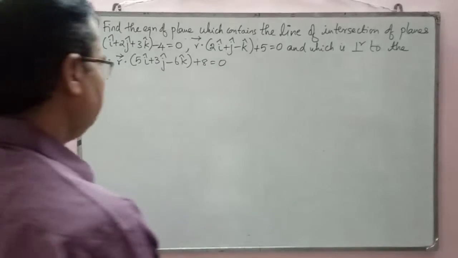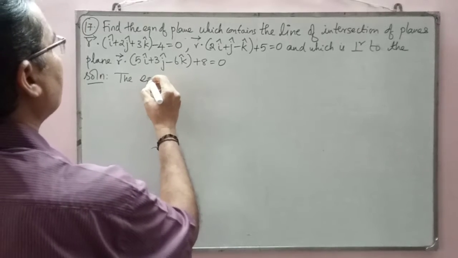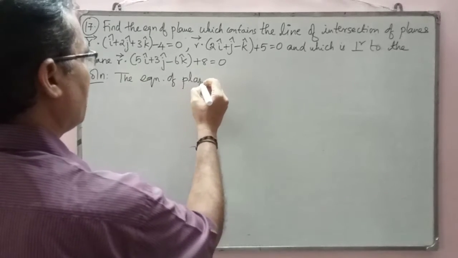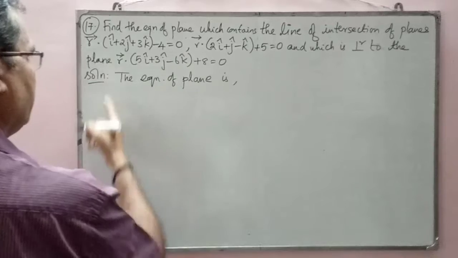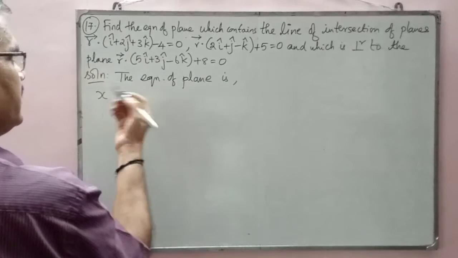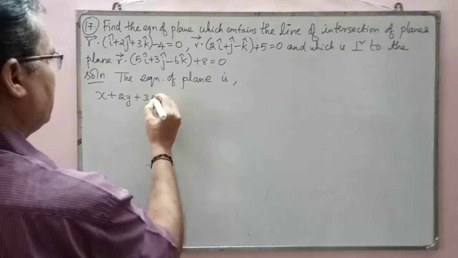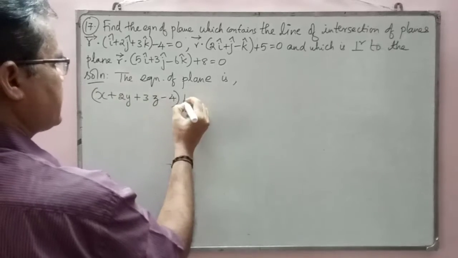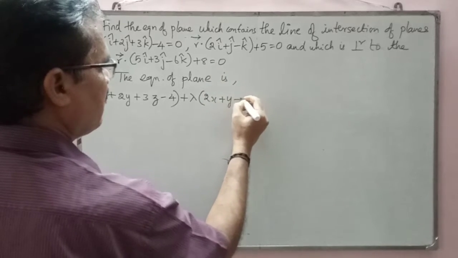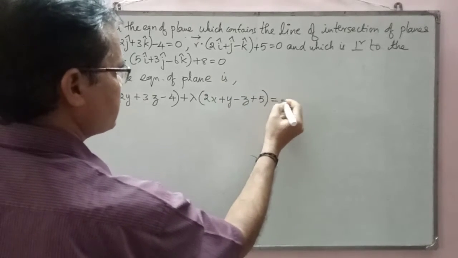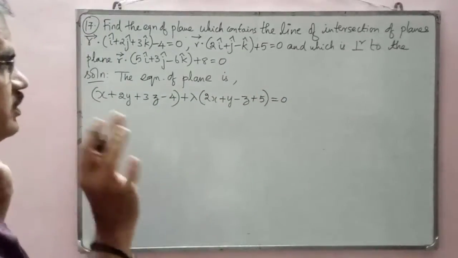Let us start. The required equation of the plane. Directly you can go for the answer. The required equation of the plane is, I am going to write it in the Cartesian form. I am changing i, j, k to x, y, z. So x plus 2y plus 3z minus 4 plus lambda times the second equation, 2x plus y minus z plus 5 equals 0. This is the final answer, children. This is the required equation.